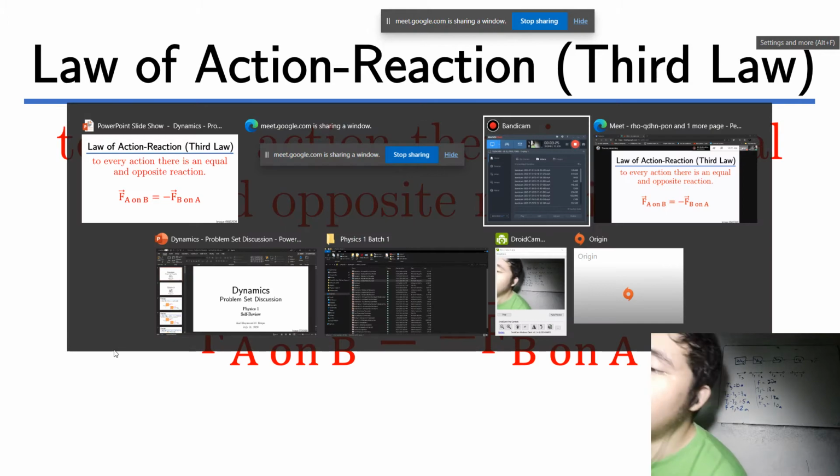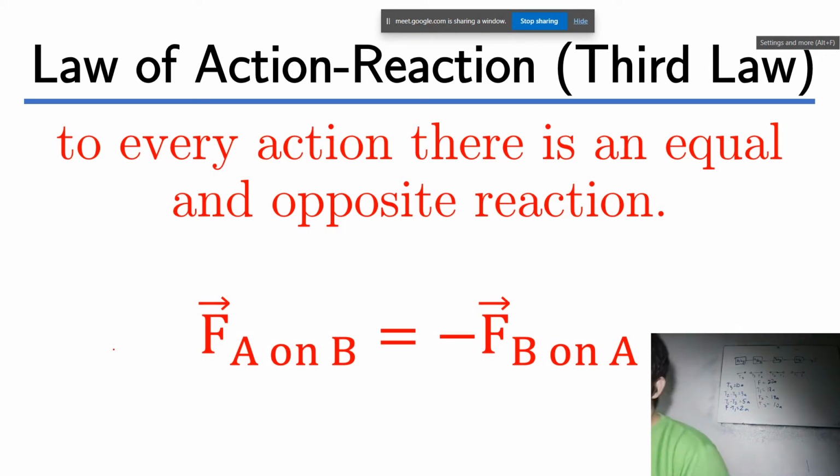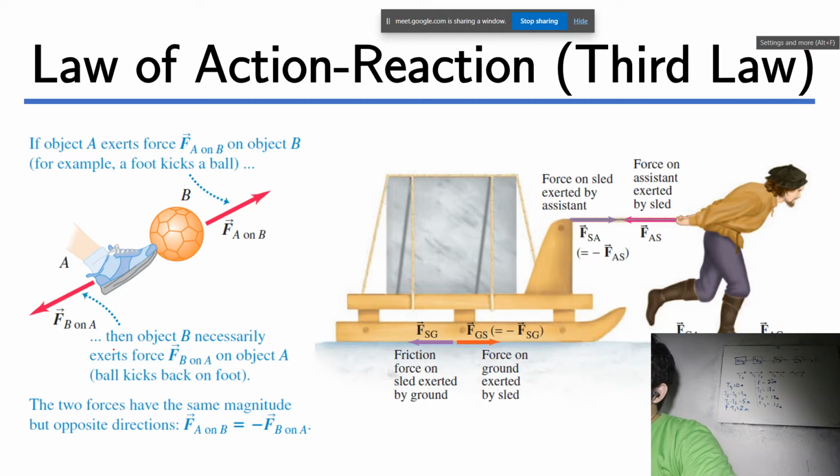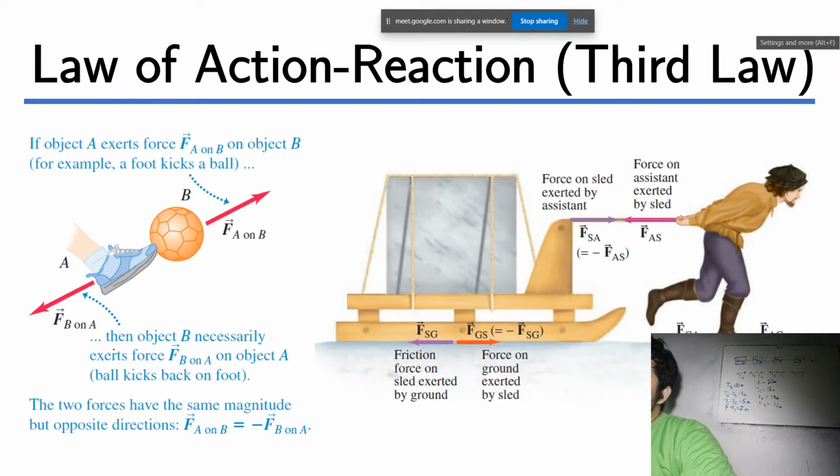Lastly, sa third law of motion, to every action, there's an equal and opposite reaction. Okay? F A on B equals negative F B on A. Ito yung mga example, no? Mass and weight, ang tawag pa rin dito, action-reaction pair. We'll be dealing with a lot of this mamaya.